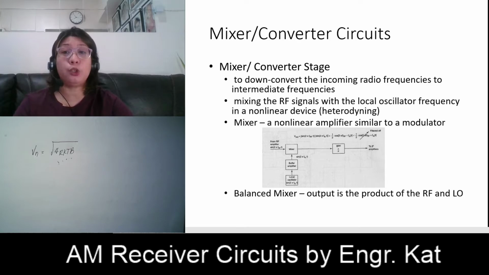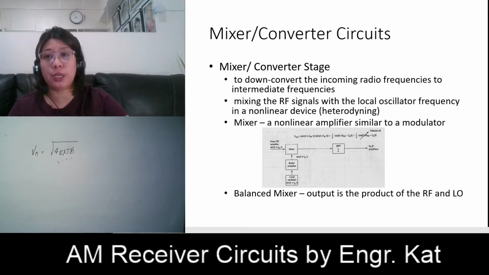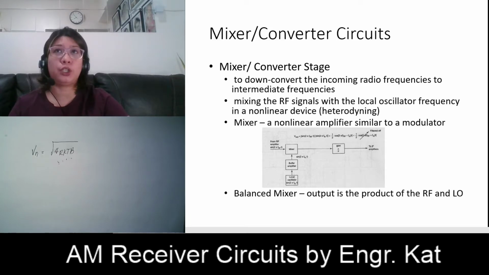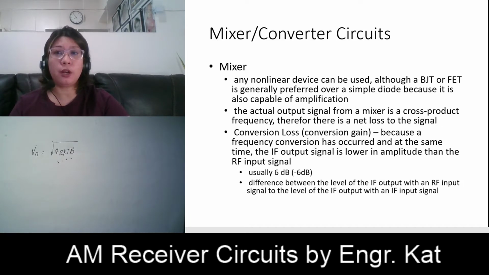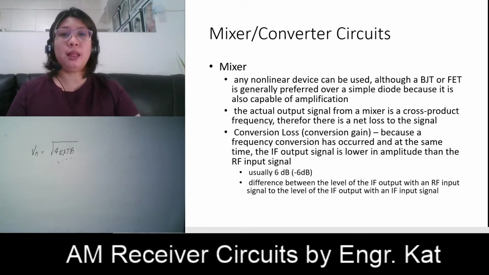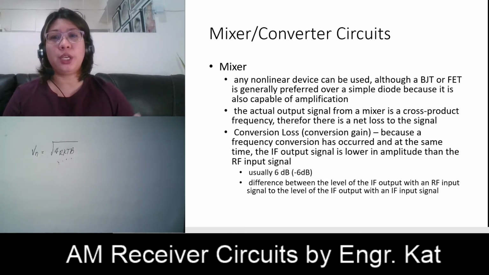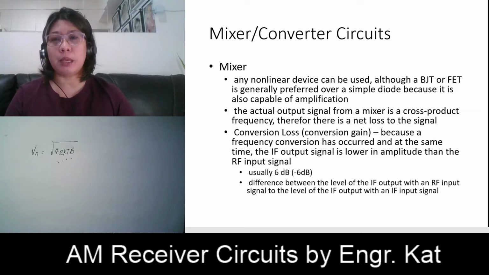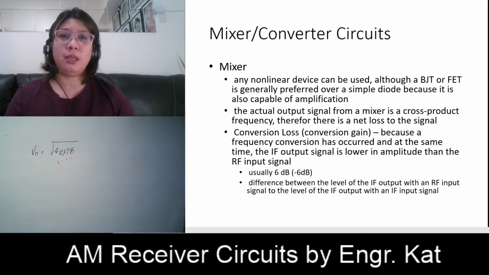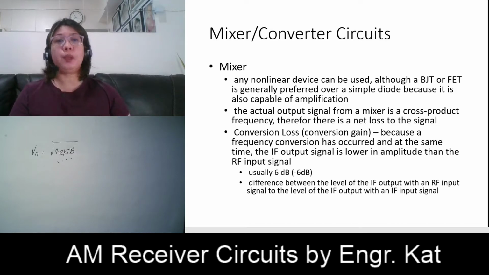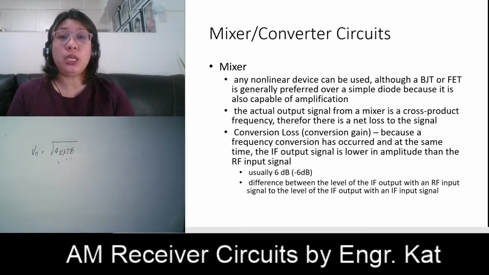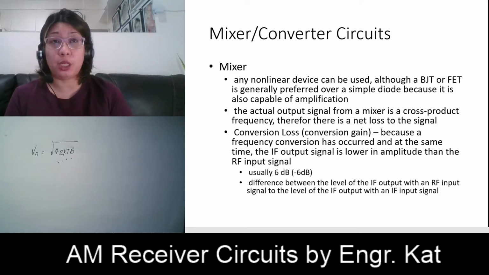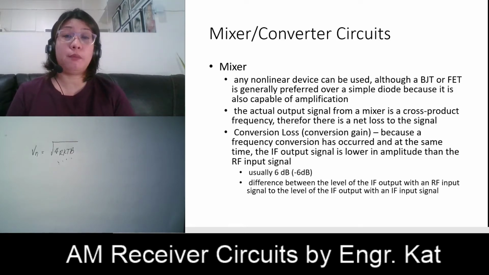So what are the different circuits that are associated with the mixer and converter stage? Your mixer is any nonlinear device that can be used. Although BJT and FET are generally preferable over a simple diode, a simple diode can do. A simple diode can act as a mixer, because technically a diode is a nonlinear device, but we prefer BJT or FET. Why? Because BJT and FET are capable of amplification, which can't be provided by your diode.